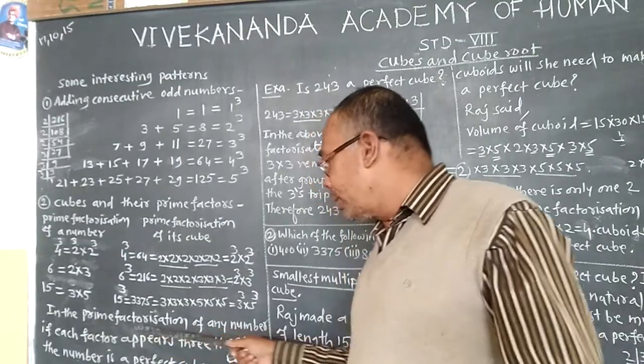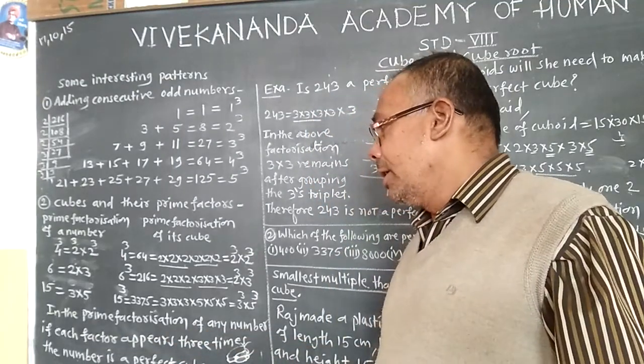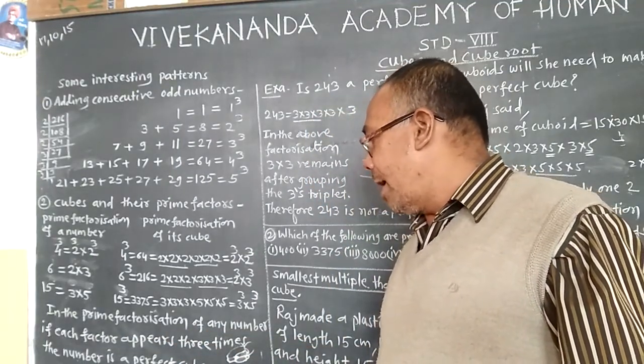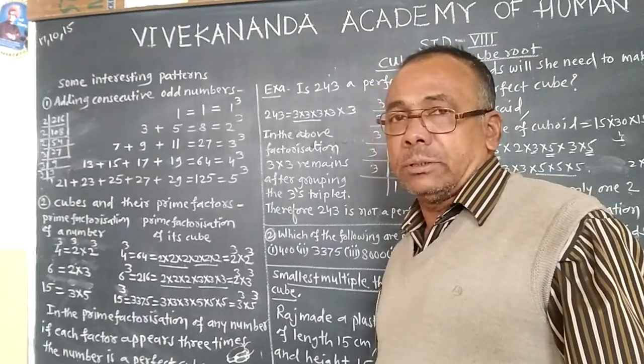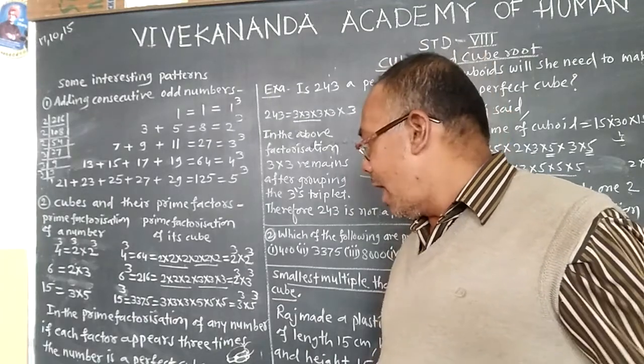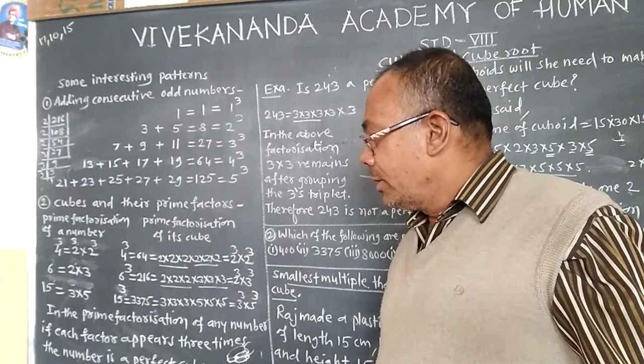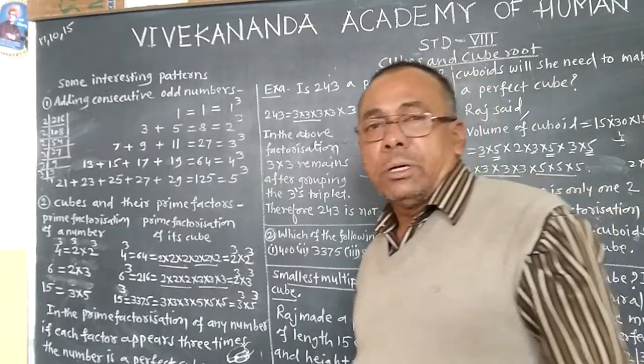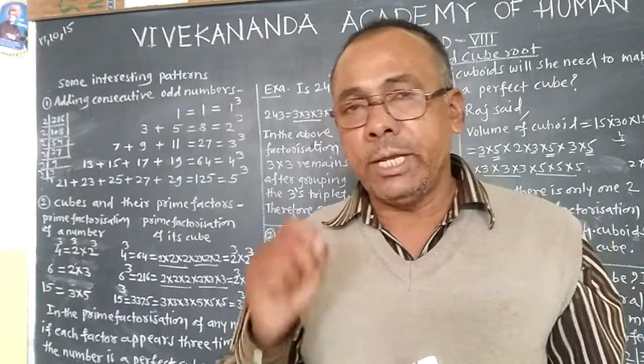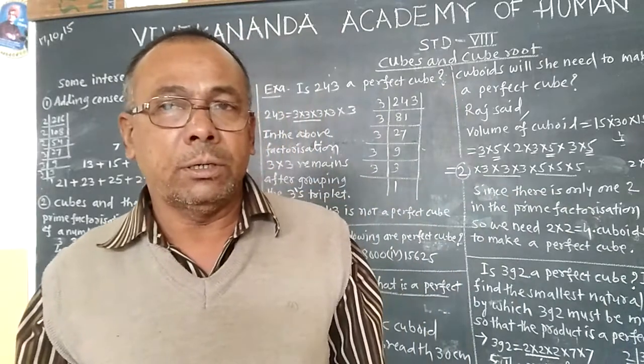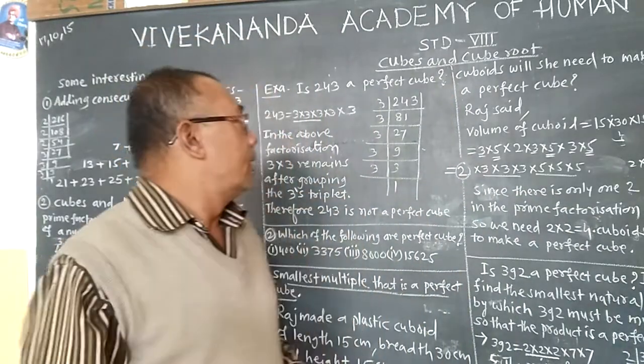In the prime factorization of any number, if each factor appears 3 times, then the number is a perfect cube.